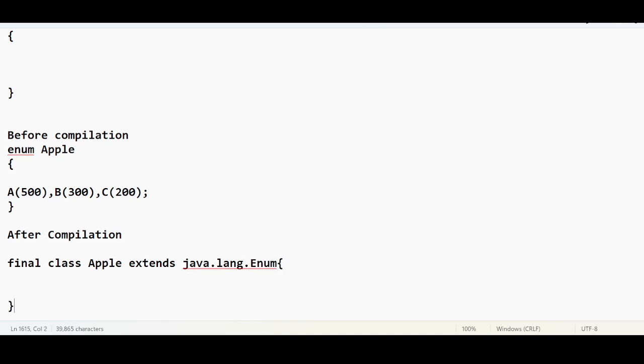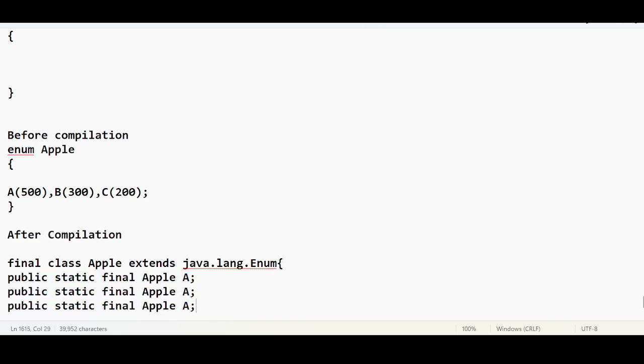And each and every constant will be represented by public static final of what type? Apple type: A, and like this, I have three constants for three apple grades: A, B and C. If you observe one thing, I also have a sub value. I have a constant value, and I also have a sub constant for each and every constant.